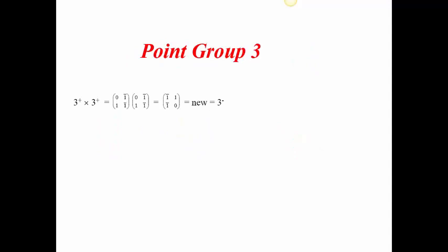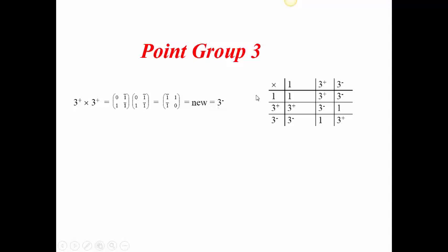For point group 3, we've already gotten this matrix. When we multiply 3 plus times 3 plus, it will give me a new matrix, and that's going to be 3 minus. And here's our multiplication table. Note now we can distinguish our symmetry operations and elements. They're both an element and an operation. So we have 1, 3 plus, and 3 minus for our operations, and the point group is 3.